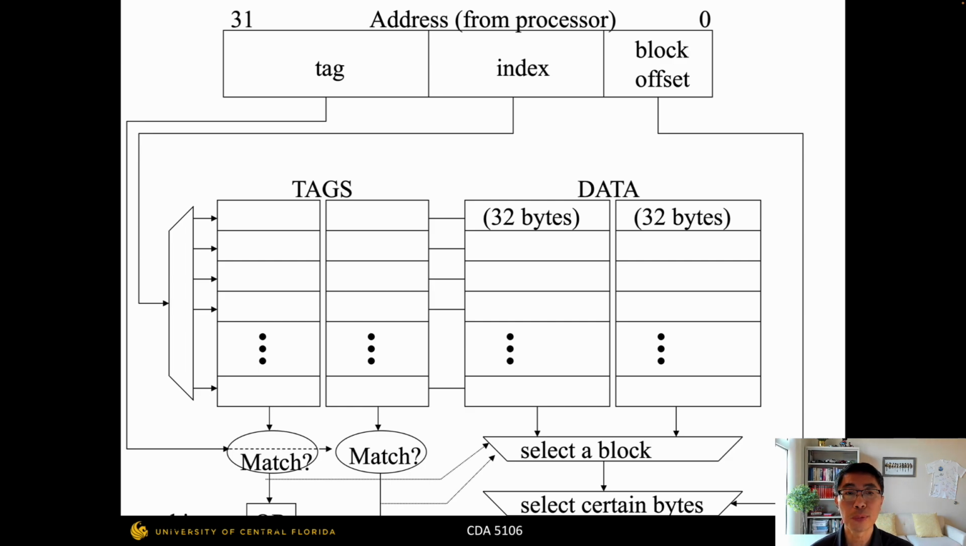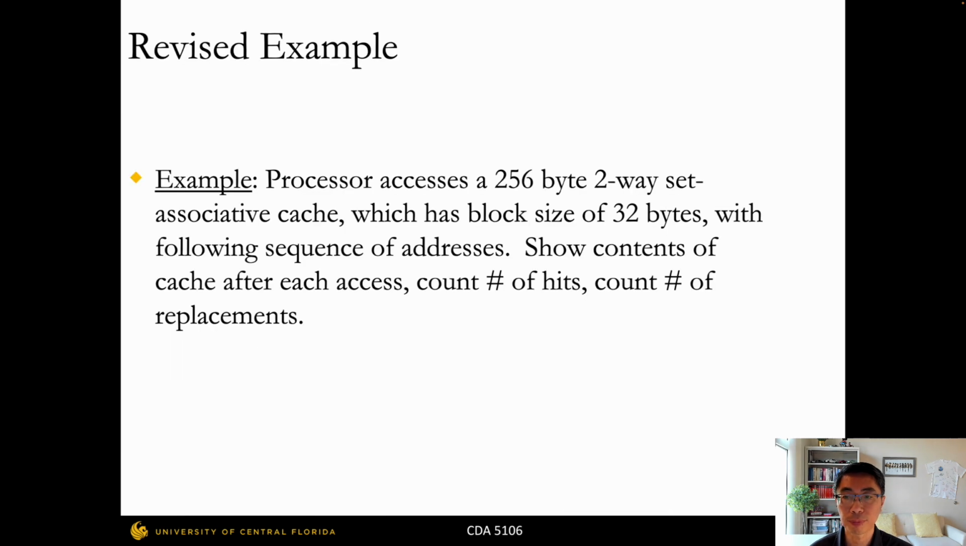Because for each set we can keep two data blocks, we have to remember what they are. Therefore, the tag array also has two columns, one tag for each block. You can also see there are two comparison logics, one for each tag. And we have a multiplexer to select which block has a cache hit, basically.